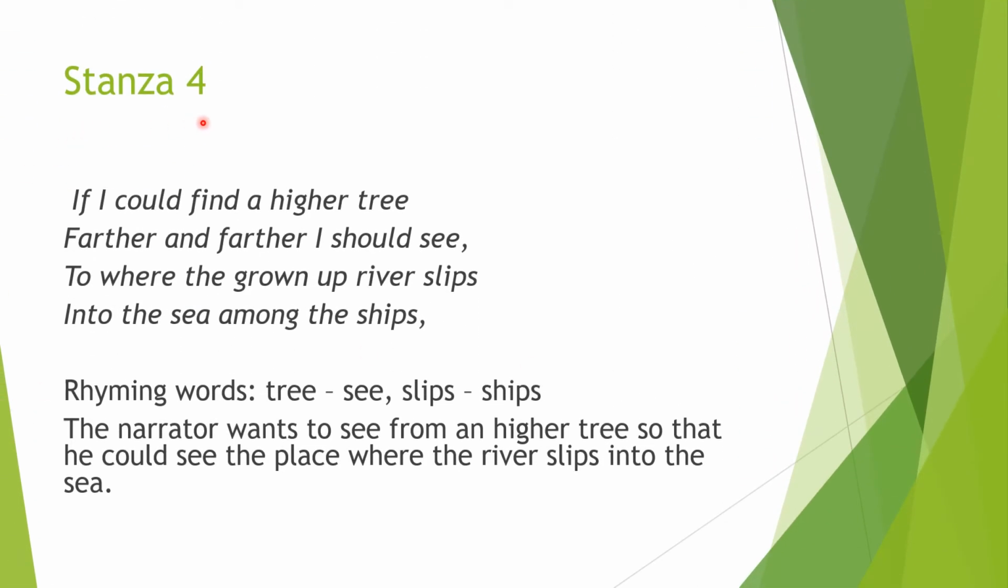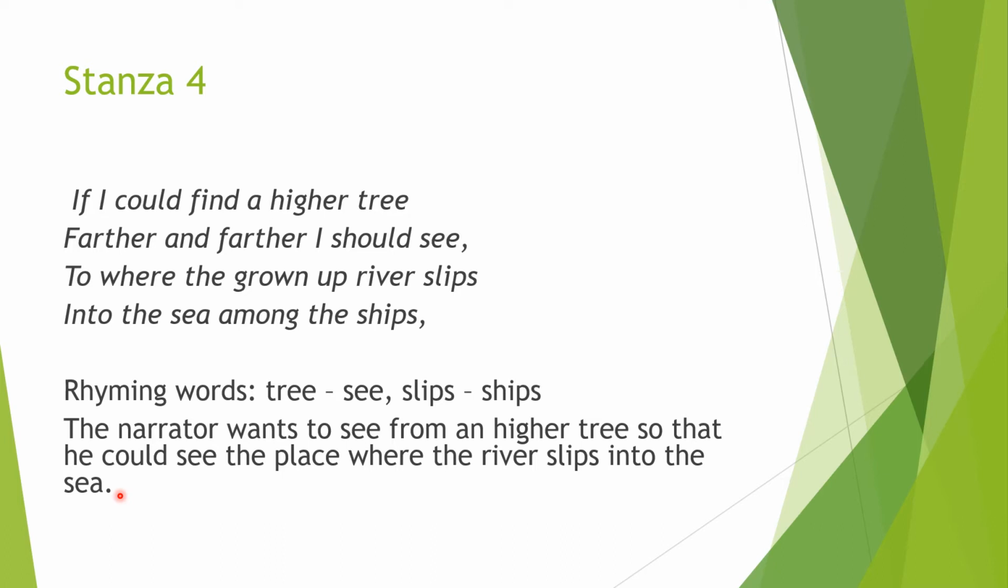In stanza 4, if I could find a higher tree, farther and farther I should see, to where the grown-up river slips into the sea among the ships. Rhyming words: tree, sea, slips, ships. The narrator wants to see from a higher tree so that he could see the place where the river slips into the sea. So what the narrator wants to do, children? He wants to climb the higher tree, more than that cherry tree which he had climbed.